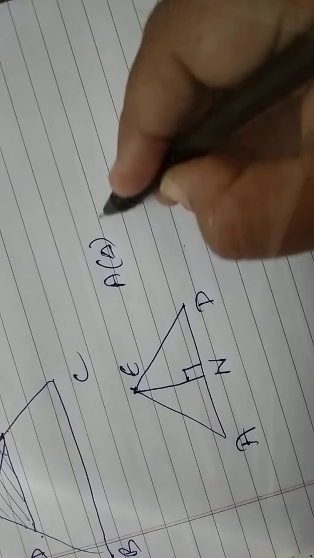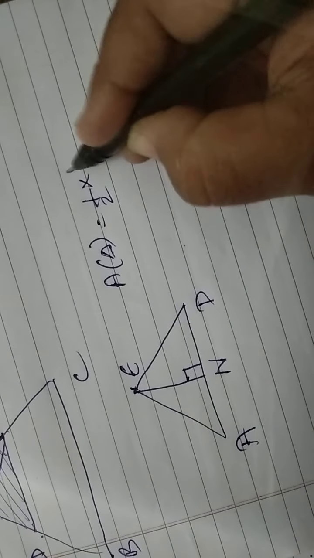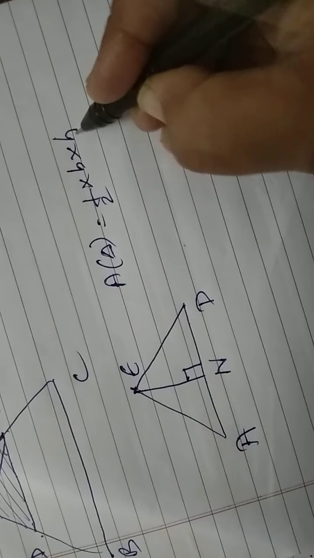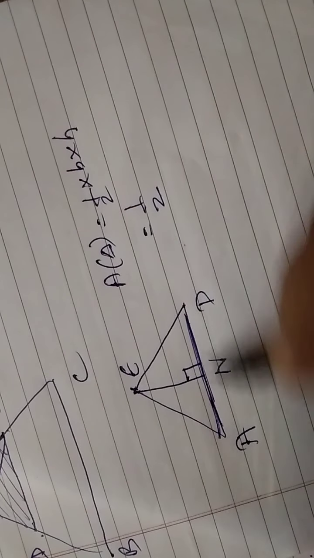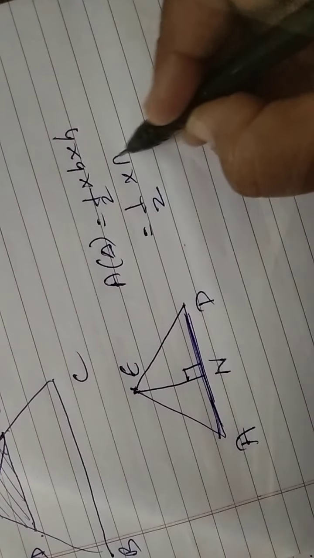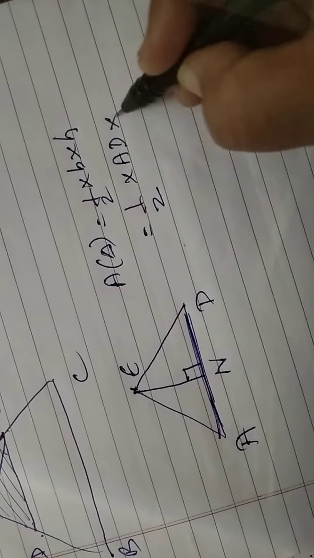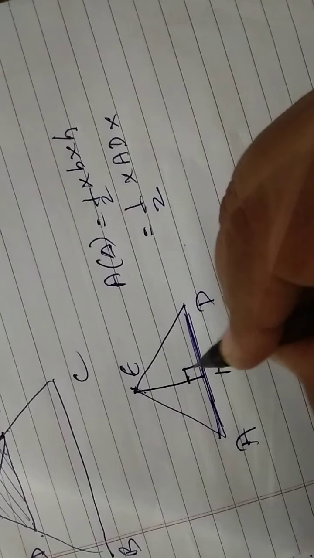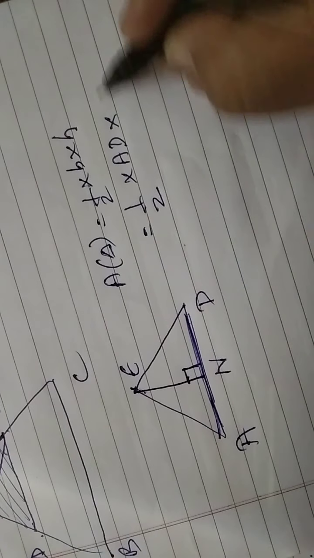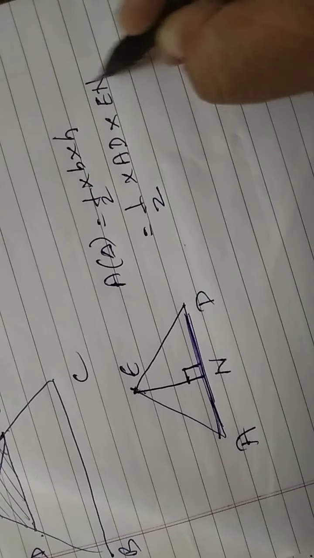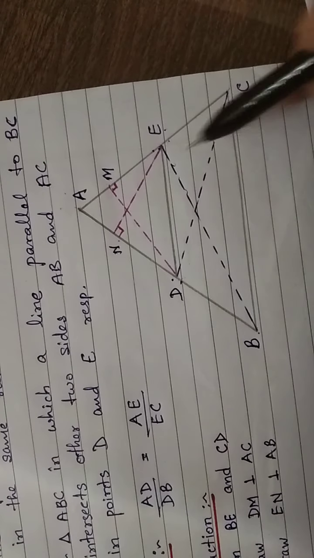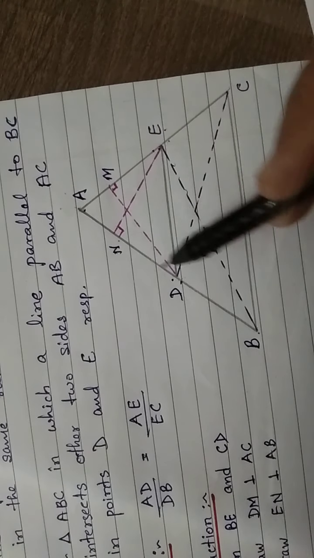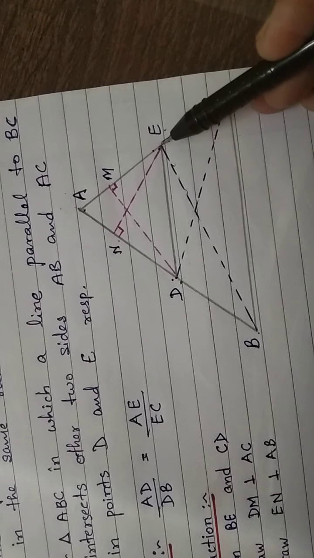What would be the area of a triangle? 1/2 into base into height. So if the base is going to be AD, what will the height be? The perpendicular which we have dropped over here, which was EN. Now let us see the same thing in the figure. Over here in the figure, I am going to talk about A, D and E.